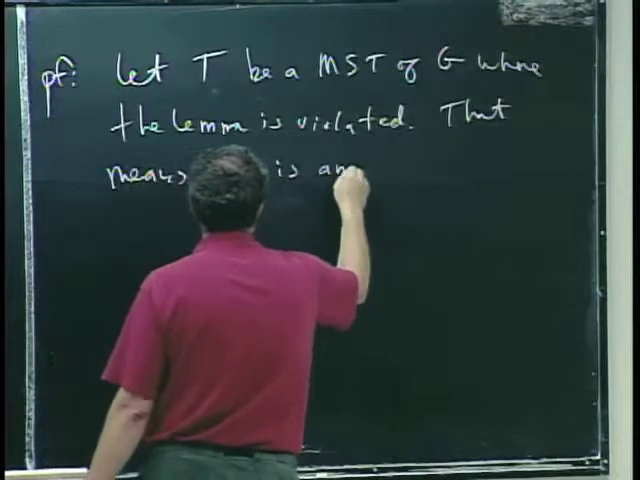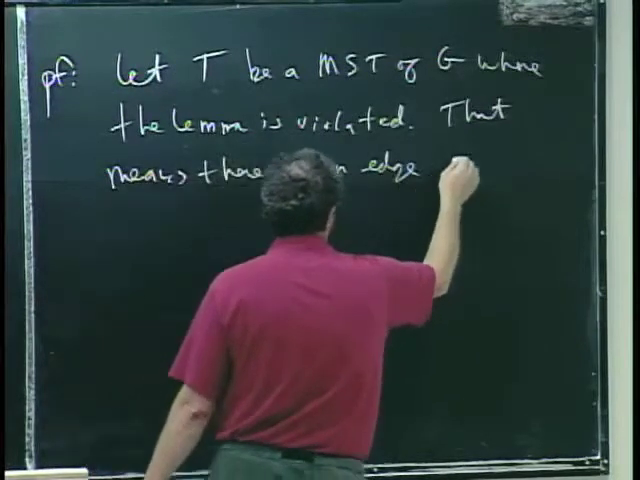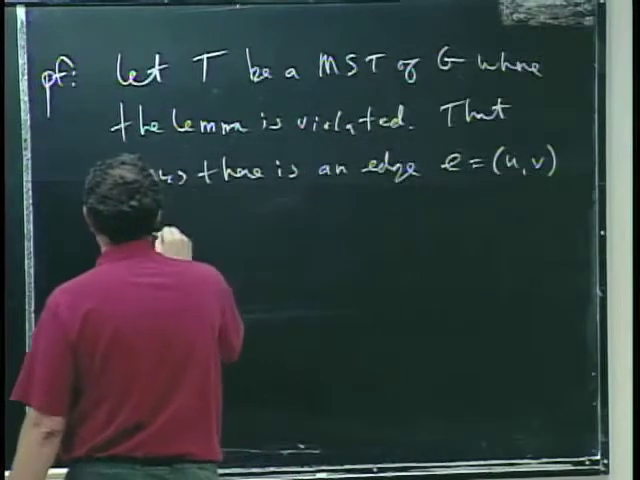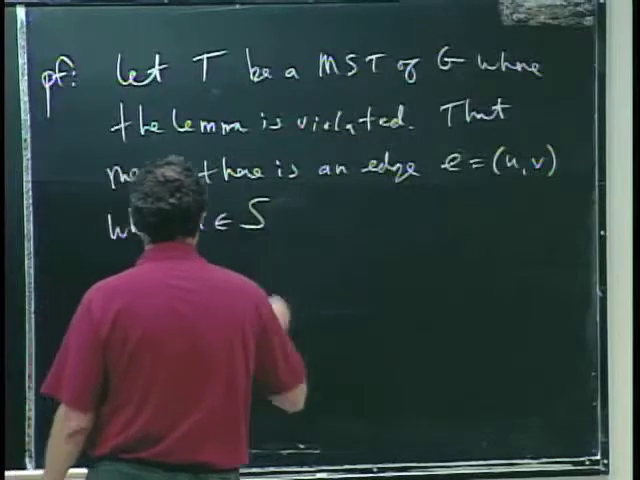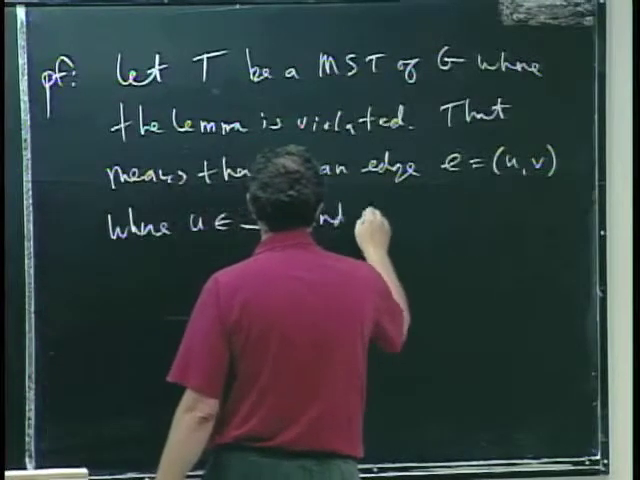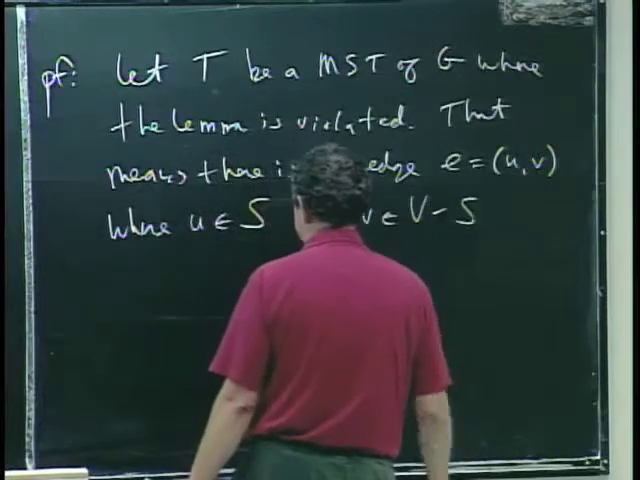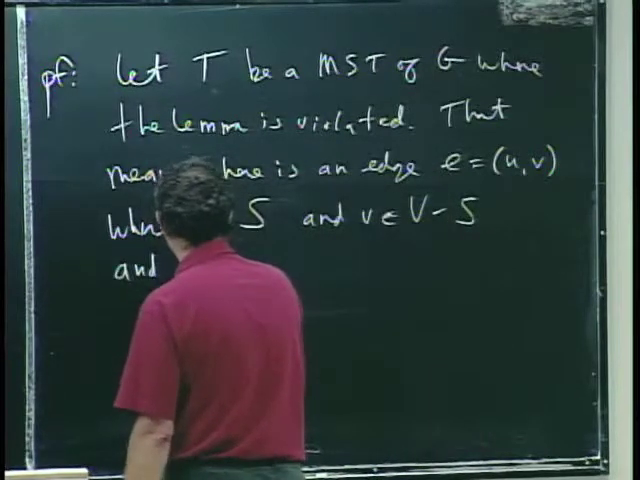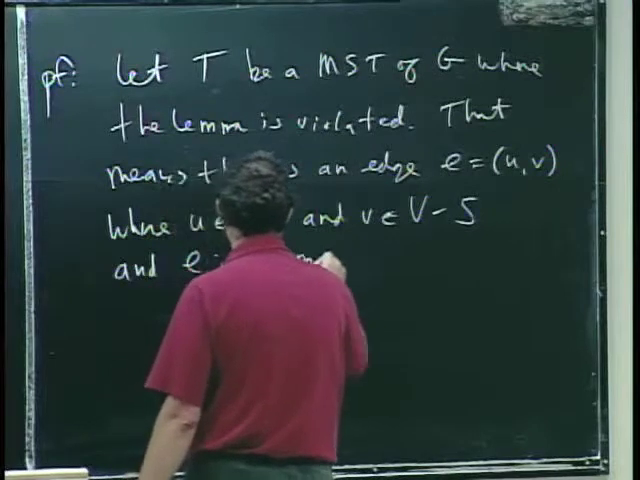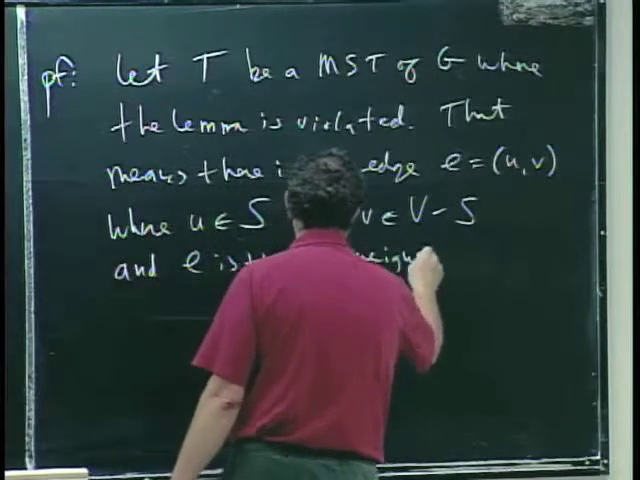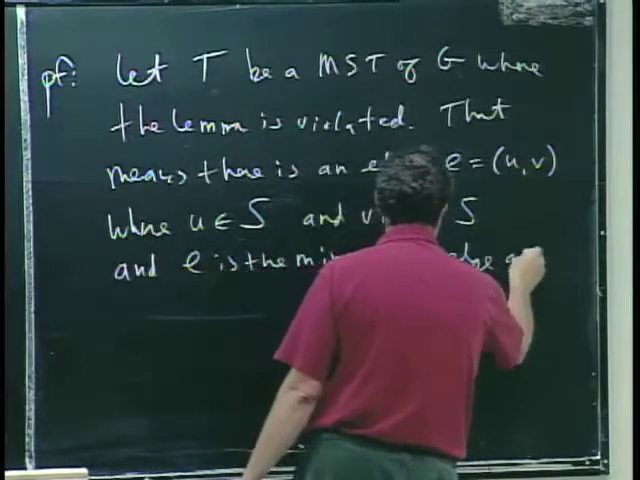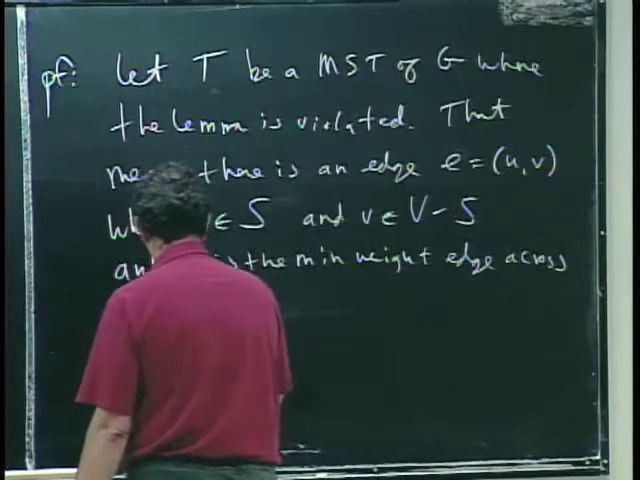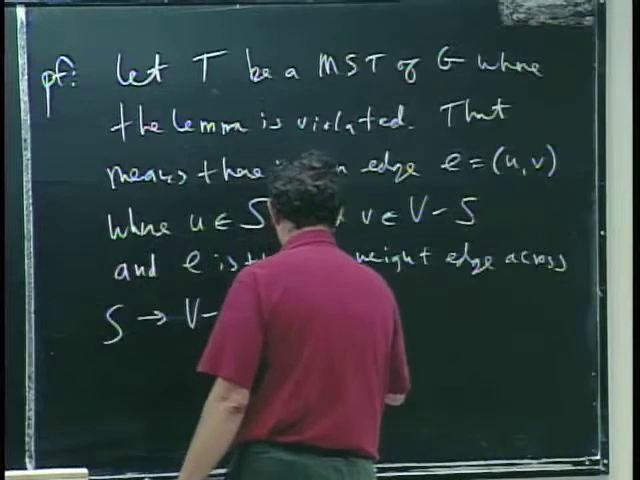there is an edge E equals UV, where U is contained in a subset S, and V is contained in V minus S, and E is the minimum weight edge across S to V minus S, but E is not in T.